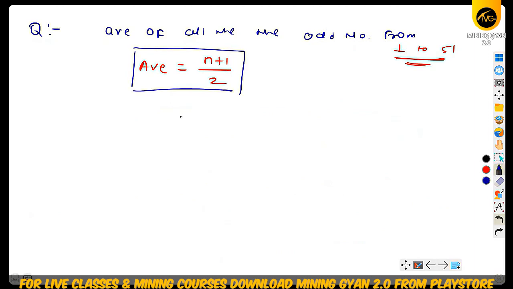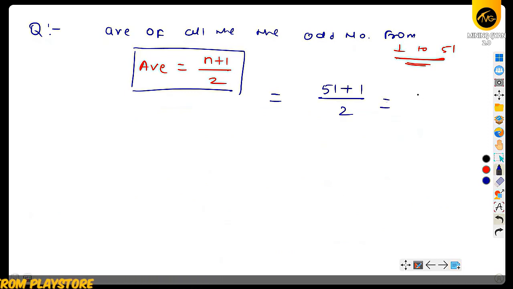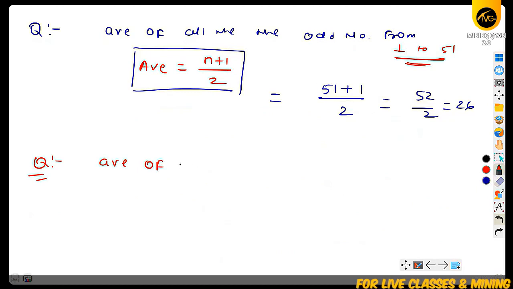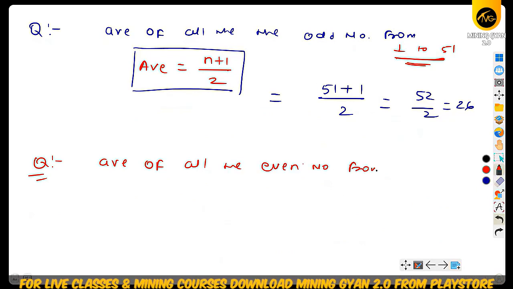In the previous portion, the formula was average is equal to just n. And now in this case, the formula is n plus 1 divided by 2. So what is n? n is 51, plus 1, divided by 2. So 52 divided by 2, the answer will be 26. Now similarly for the even numbers, find the average of all the even numbers from 1 to 51.